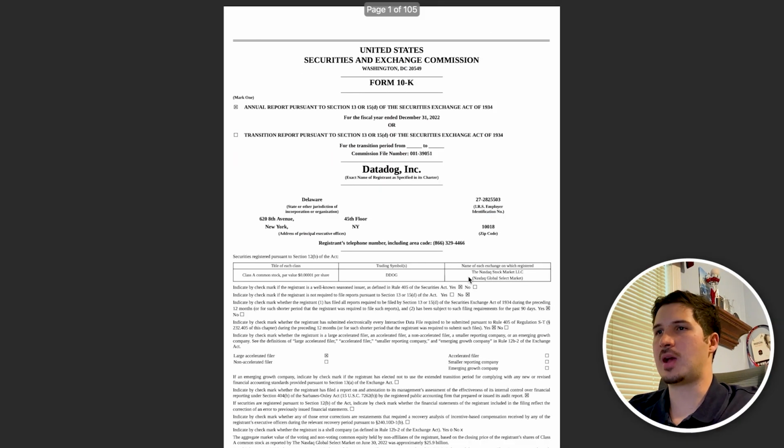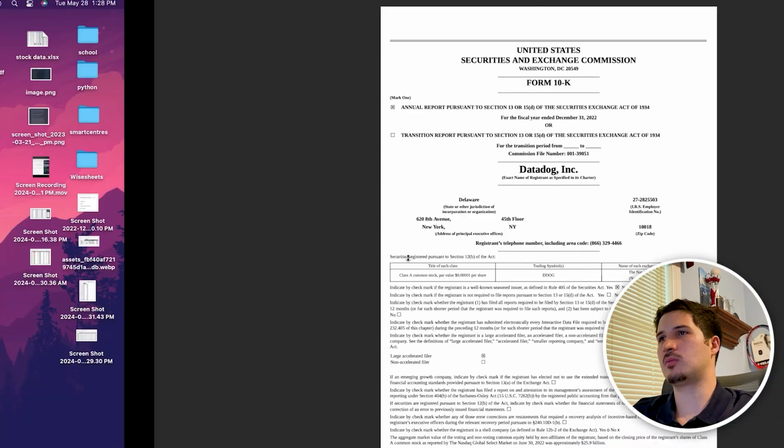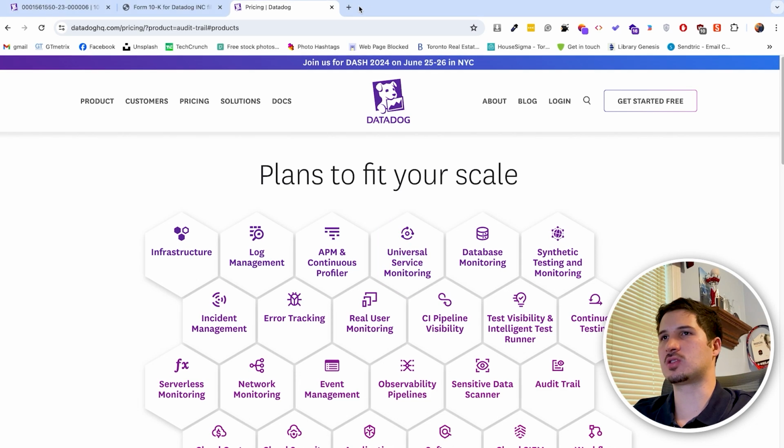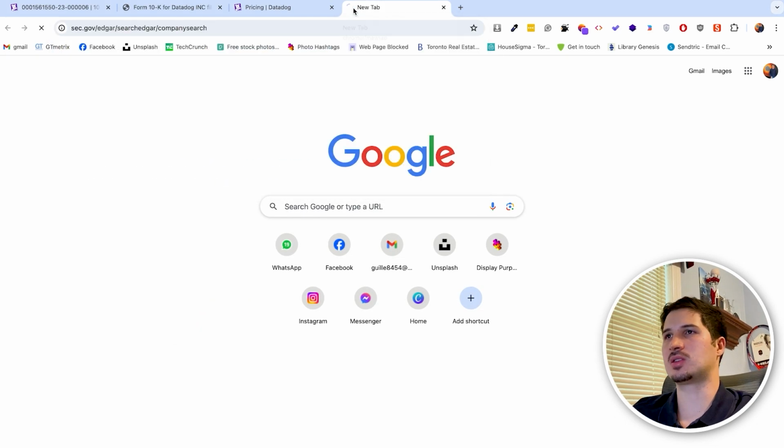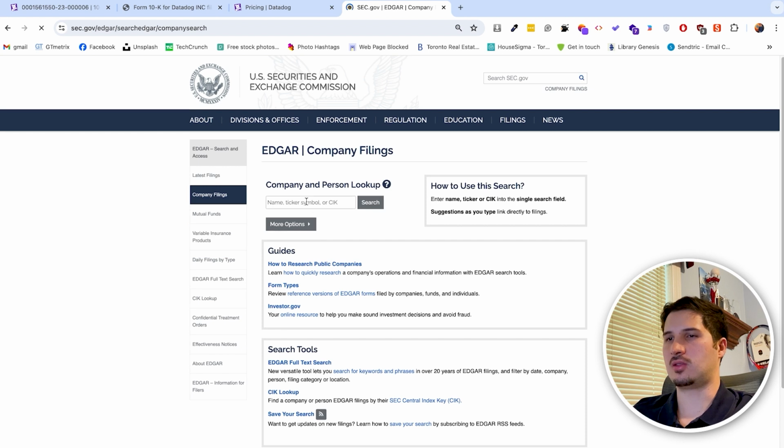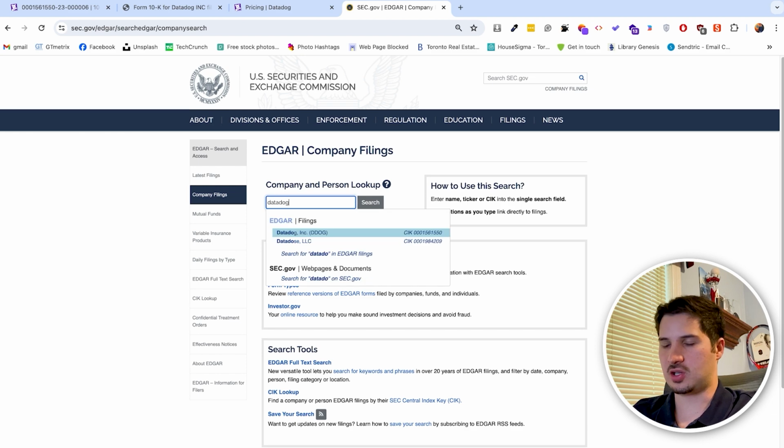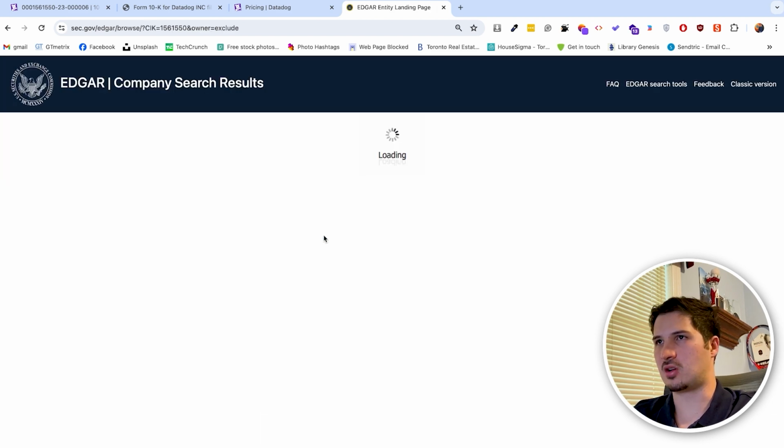So let's see. Yep, it was not reported, but what we can do is go to the SEC right here. This might take a little bit. And then we're going to enter Datadog. I don't know why the SEC website used to be a lot faster, but you see how it's continuing to load over here. You kind of have to wait until it finishes loading. Okay, now it finished loading. So let's see, we have Datadog right here.